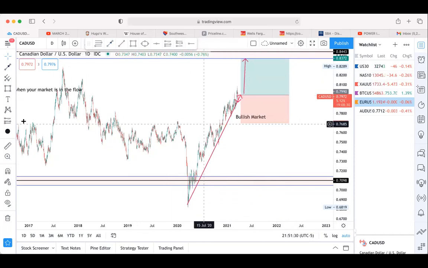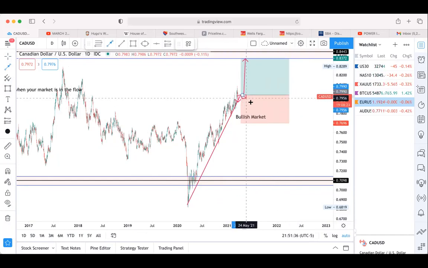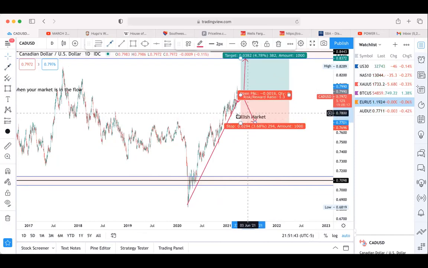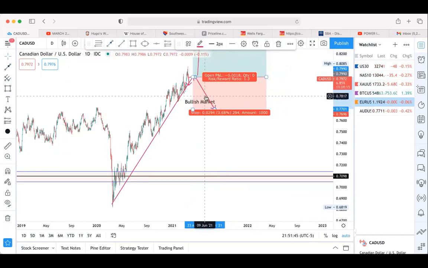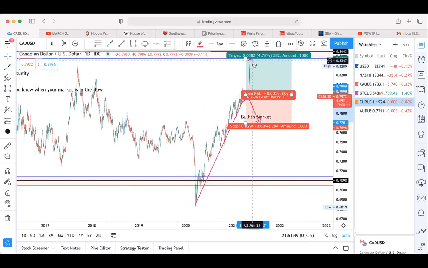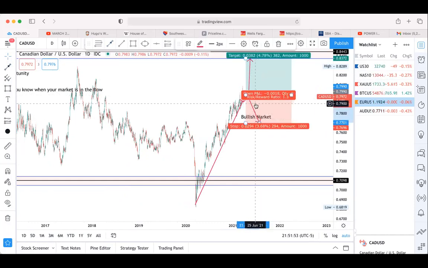At the same time, you see the red at the bottom? This red, I don't want the market to come down like that, because this is a buy trade. The market is bullish. I'm buying. So if I buy and the market goes all the way to the top here, I'm going to make some money. But if I buy and the market comes all the way down here, I'm going to lose.